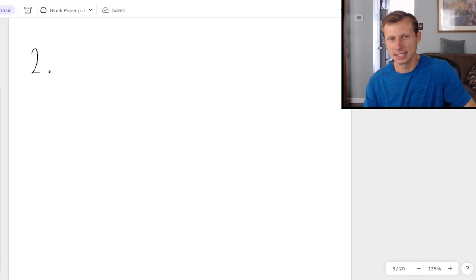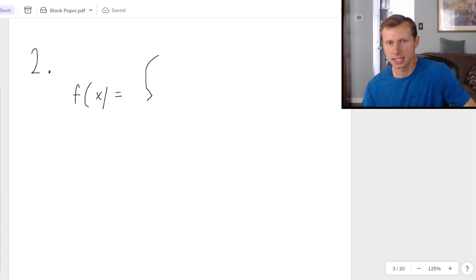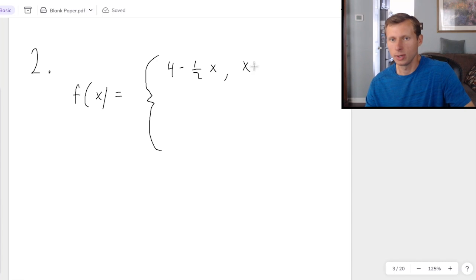But give it a shot. For this one, I have f of x equals, make a big piecewise function because this time we have 3 parts. The first branch is going to be 4 minus 1/2 x, breaking out the fractions here. And this is going to be when x is less than or equal to -2. For the middle branch, it's just going to be a positive 1, and that is when -2 is less than x, which is less than or equal to positive 3.